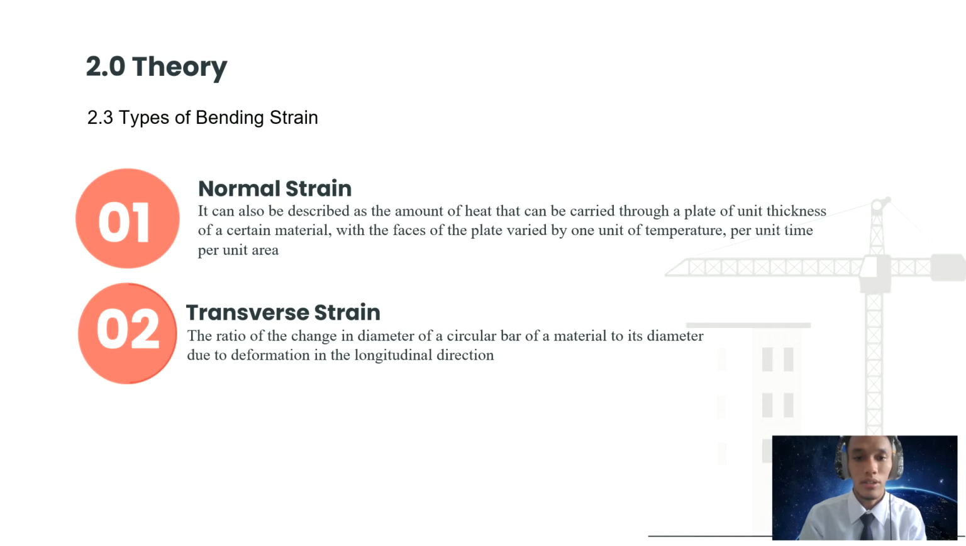Types of bending strain. There are two types of bending strain, which are normal strain and transverse strain. For normal strain, it can also be described as the amount of heat that can be carried through a plate of unit thickness of a certain material, with the faces of the plate varied by 1 unit of temperature per unit time and per unit area. For the transverse strain, it is the ratio of the change in diameter of a circular bar of material to its diameter due to deformation in the longitudinal direction.